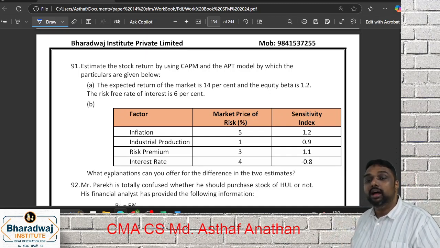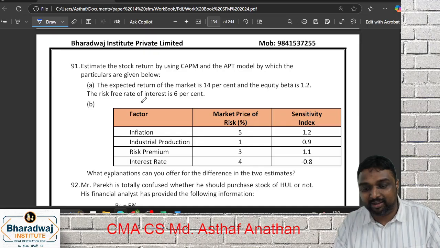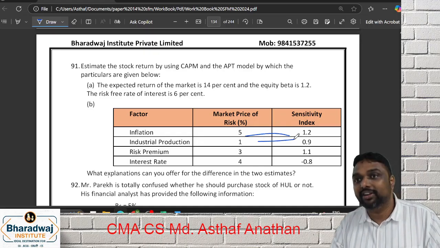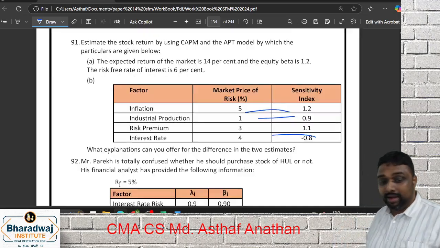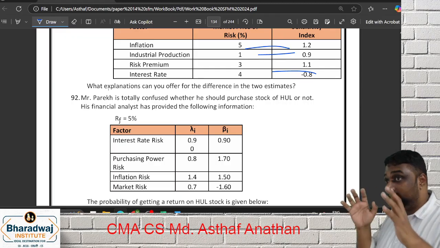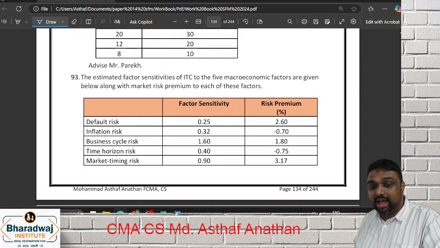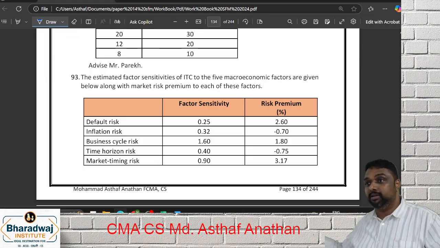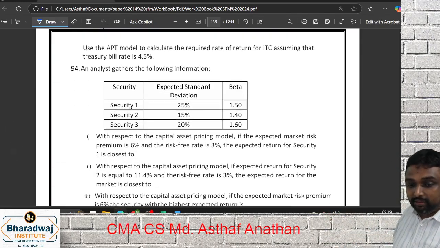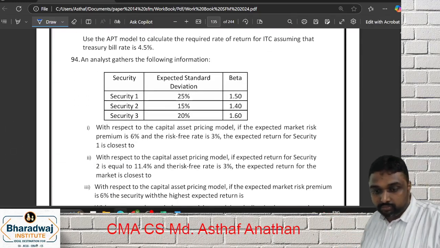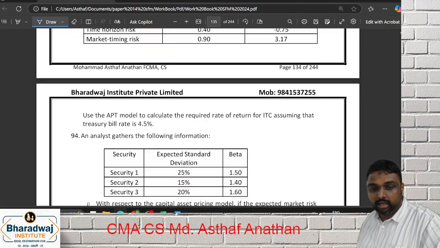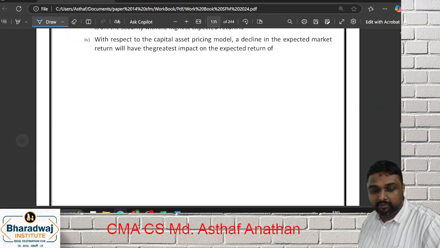What is the direct formula? RF plus beta factor 1 into sensitivity, beta factor 1 according to your group. So from 91 onwards, this is just revision time. From 91 onwards, these are all APT in your study material, a separate chapter. This all comes under APT, which ends with question number 94.